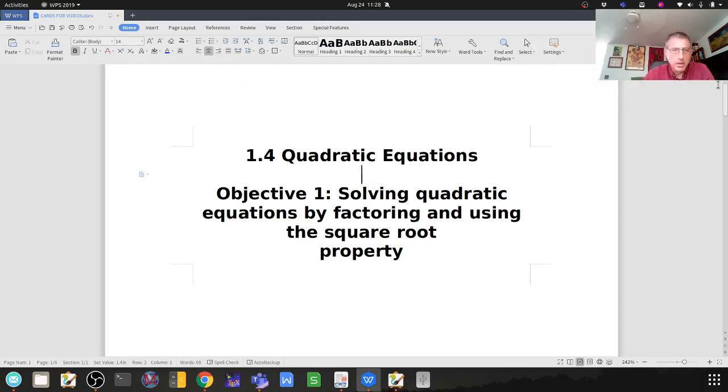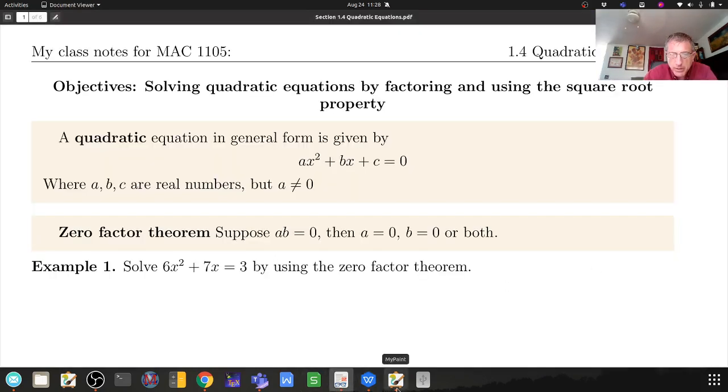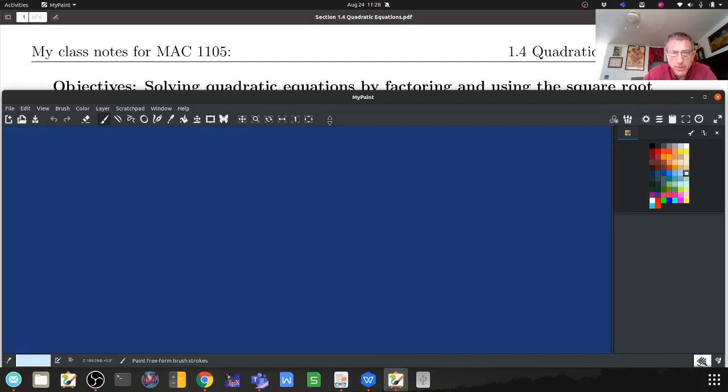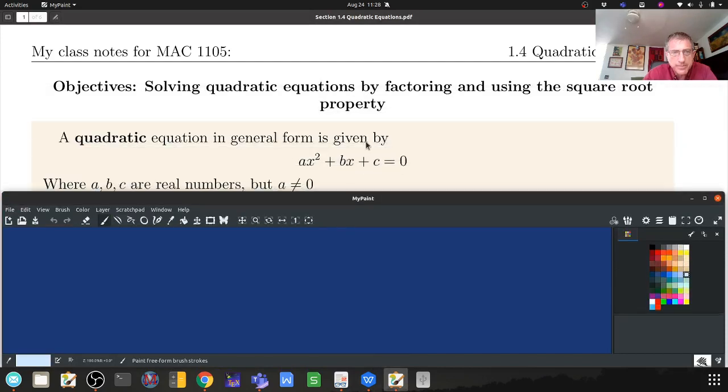So this is Chapter 1, Section 4 on quadratic equations. And the first thing we're going to do is learn what a quadratic equation is, and then we're going to solve that equation by two methods. One is by factoring, which you should be at least somewhat familiar with, and the other is using the square root property.